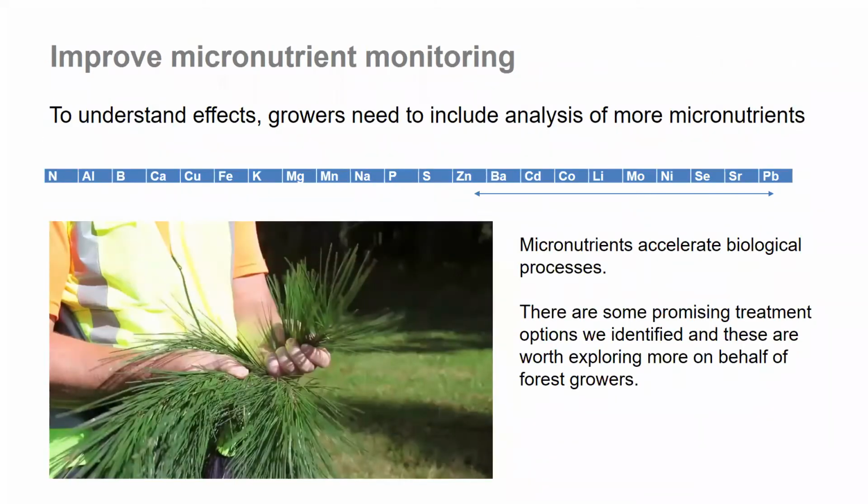The key for us as forest growers is to improve micronutrient monitoring. This is going to allow us to understand effects in the future, and so growers need to include more of these analyses of micronutrients. Micronutrients accelerate biological growth processes, and we've identified some promising treatment options in our review, and so we think this is worth exploring more on behalf of forest growers in the future.